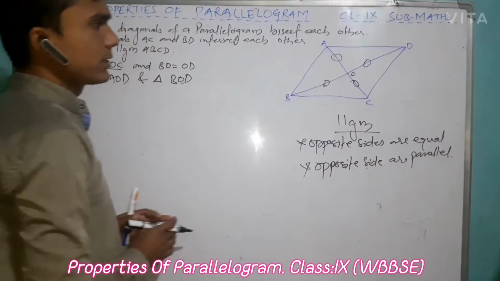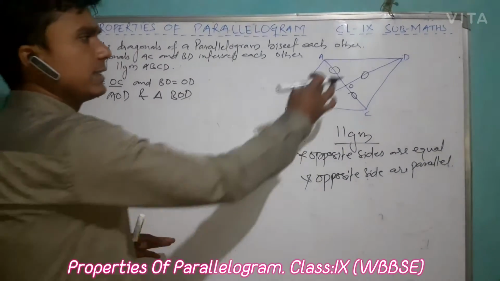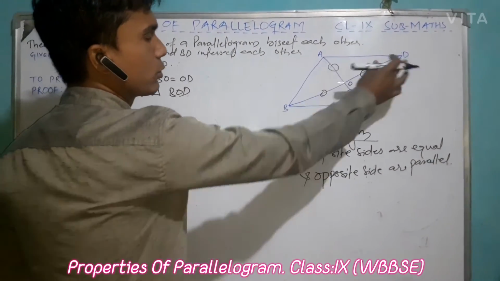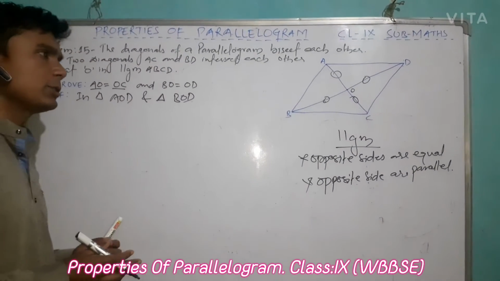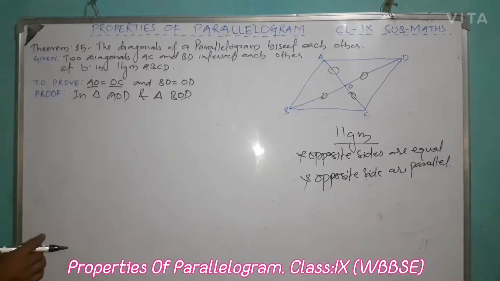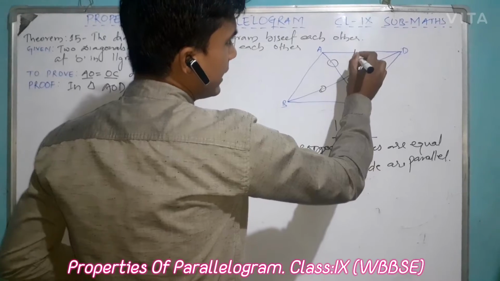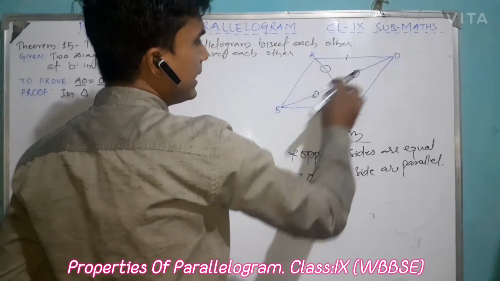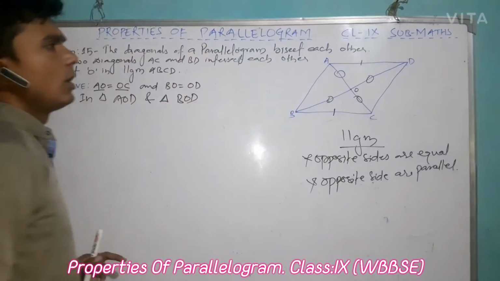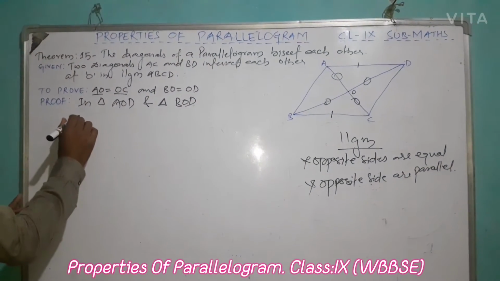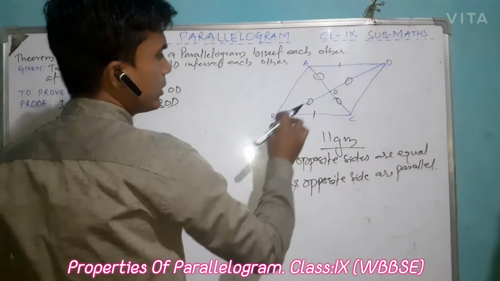Why did we take the two triangles? If these two triangles can be proven congruent, then we can say that AO equals OC and BO equals OD, right? So let's try to prove these two triangles congruent and check whether it is possible. We need to find three points. The first one is AD equals BC. They are the opposite sides, right? So AD equals BC.